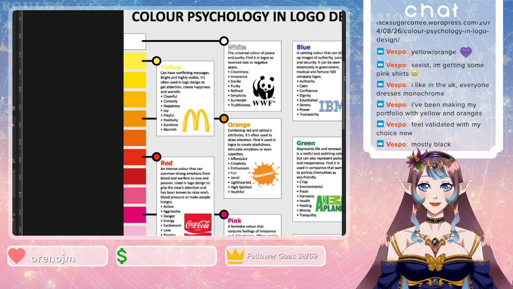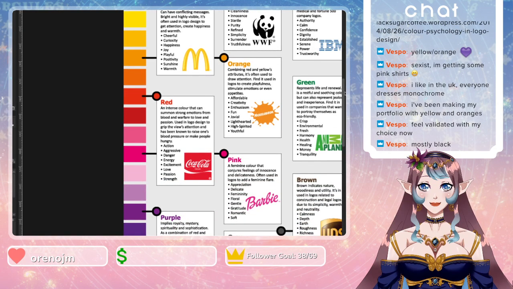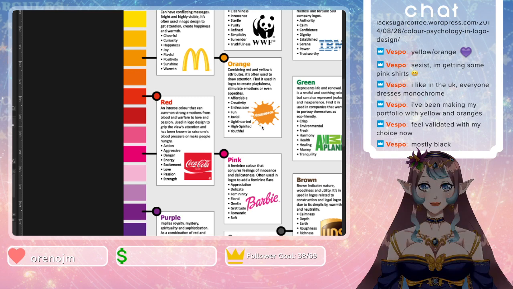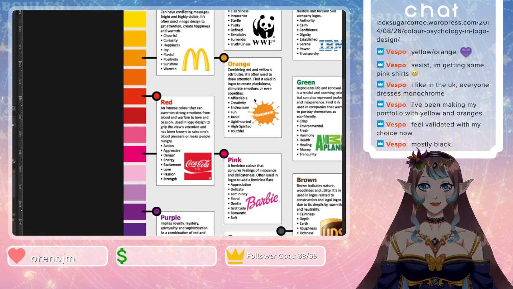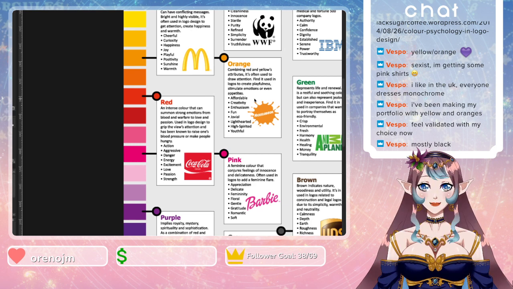And then moving down to orange. Combining red and yellow's attributes, it's often used to draw attention. You find it used in logos to create playfulness, stimulate emotions, or even appetite. Like Nickelodeon represents youthfulness. Some companies, especially if they sell food, like restaurants, will use colors to get you to want to eat or eat more, so you're more likely to buy more of their stuff, and they're more likely to have more money in their bank accounts.